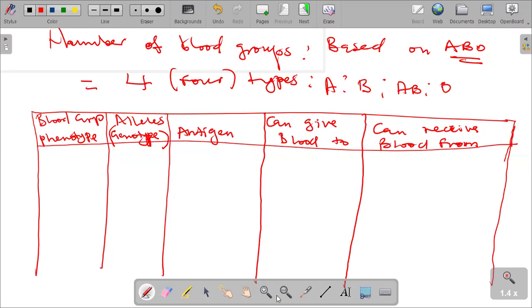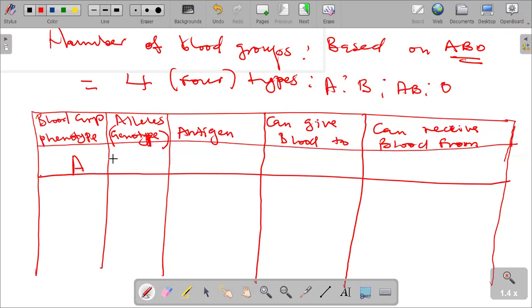So with our table here, I'm just going to quickly summarize this one. We have got blood types, like I said, we have got 4 blood types there. So let us start with blood type A. The phenotype, obviously, is the blood type, blood type A.